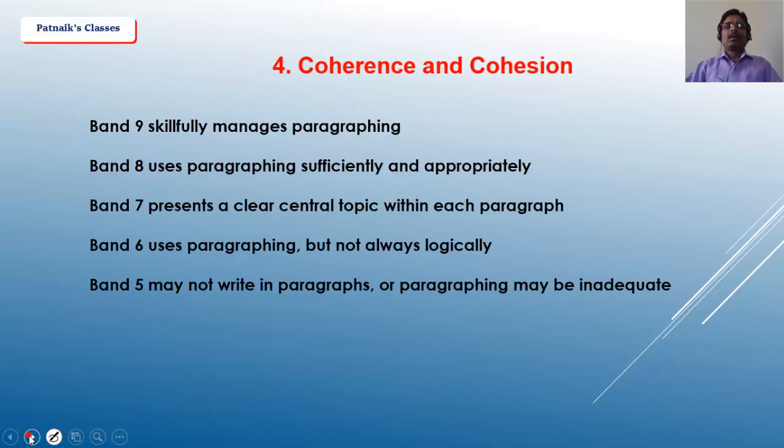Then coherence and cohesion, right? Coherence and cohesion, what does the band score say? I've written the main points of this descriptor from band 5 to band 9. See, band 5 says you may not write in paragraphs, or paragraphing may be inadequate. That means suppose you have written a task without any paragraphs, or you have done paragraphs but they are not adequate, then you are not going to get even a band 6. You will be considered for band 5.